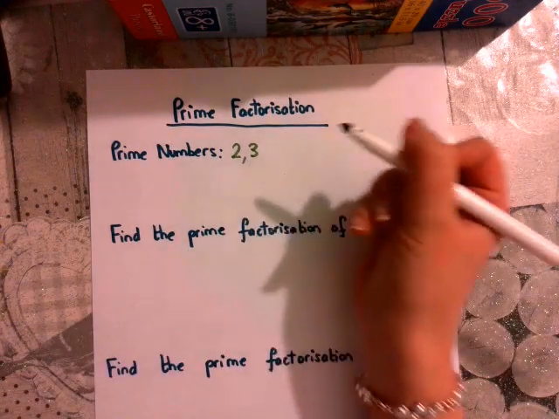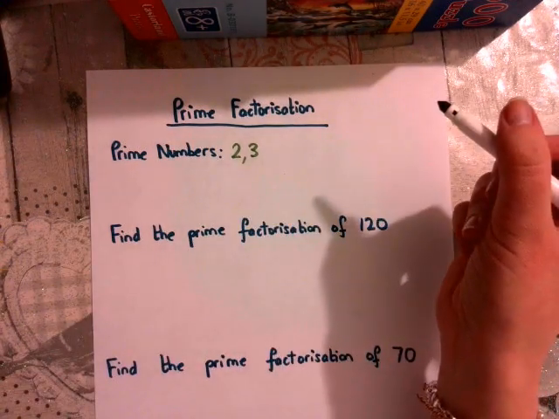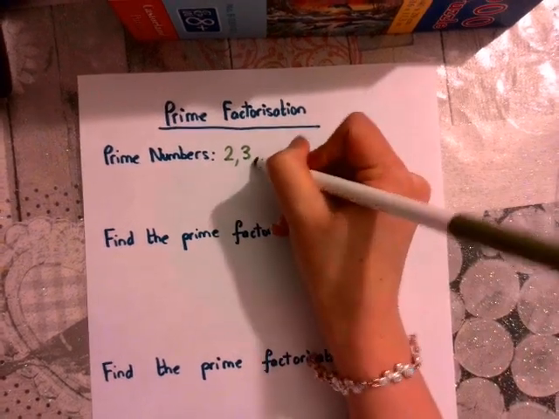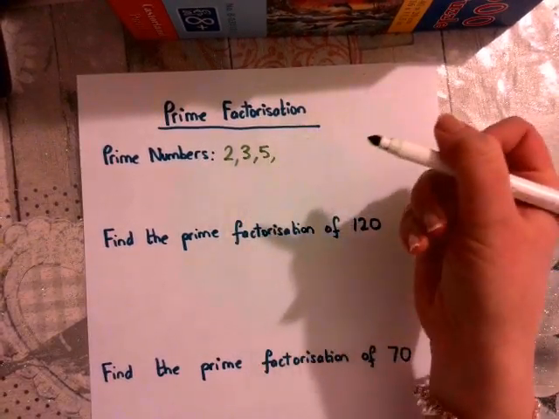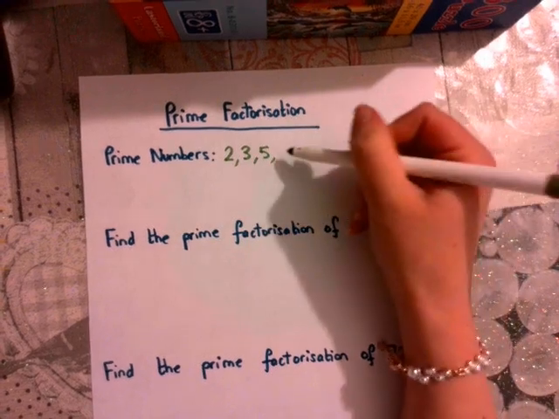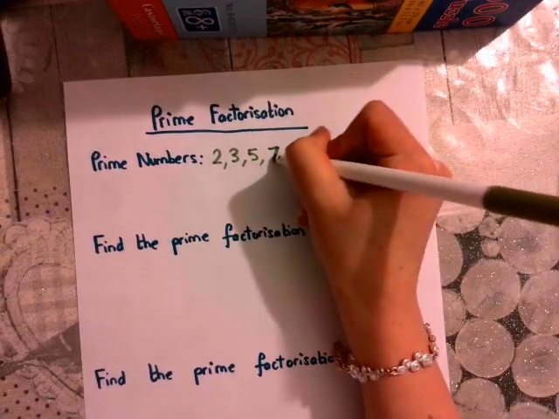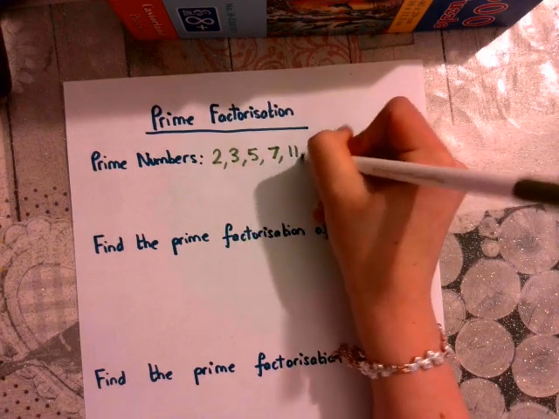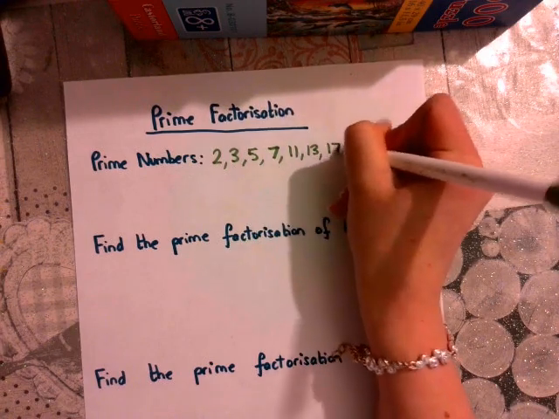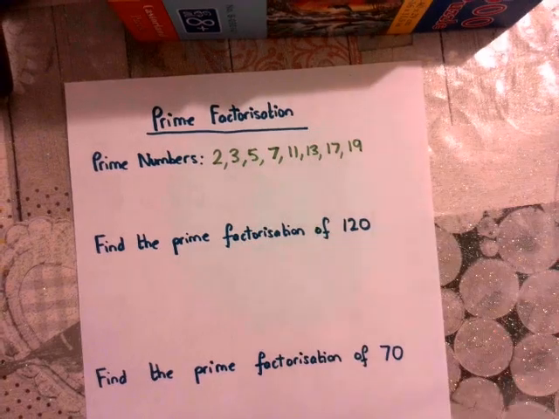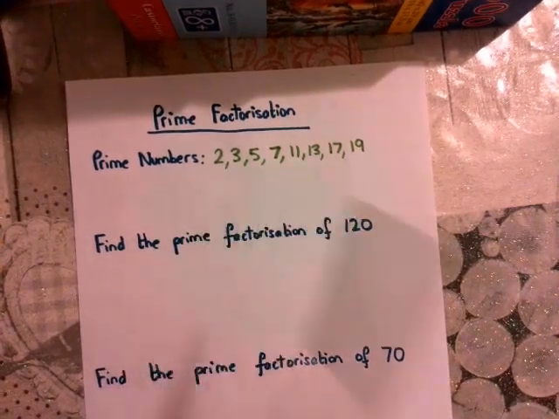4, for example, wouldn't be a prime number because 2 will go into it. It's in the 2 times table. So your next one would be 5. I won't keep going through every single one, but 6 wouldn't be a prime number because 2 and 3 will go into it. So your next one would be 7. Then you'd have 11, 13, 17, 19. It's going to be handy just to have those up there for us for the rest of this work.